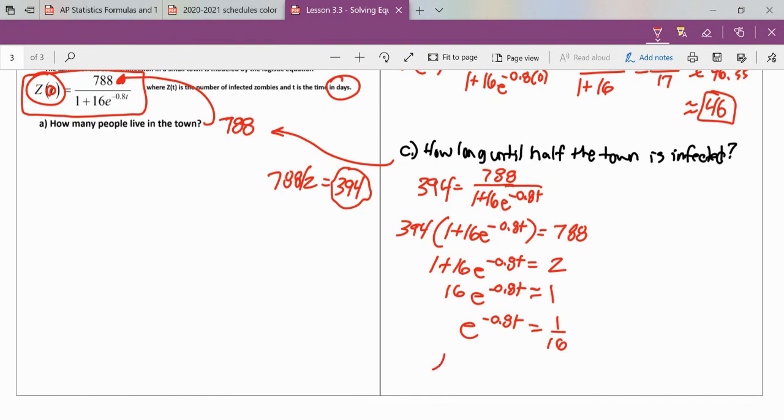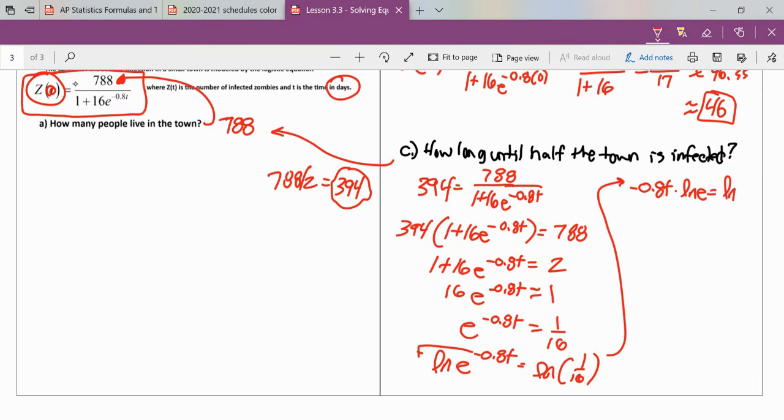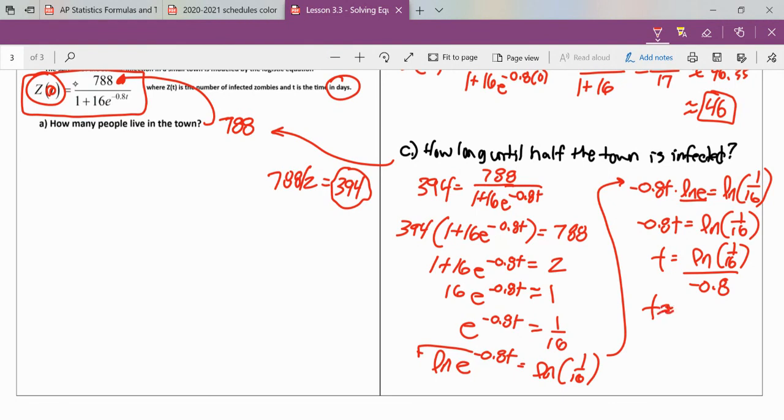So here I got e, so I'm going to take the natural log of both sides. Natural log of this side. Come back up here, get myself some more room. So I can take this exponent and bring it out front now. So that'd be negative 0.8t times the natural log of e equals the natural log of 1/16. This again is 1. So I got negative 0.8t equals the natural log of 1/16. And then just divide. So t equals the natural log of 1/16, all divided by negative 0.8. So you type that into your calculator, and I believe it comes out to be roughly about 3.5 when I checked.